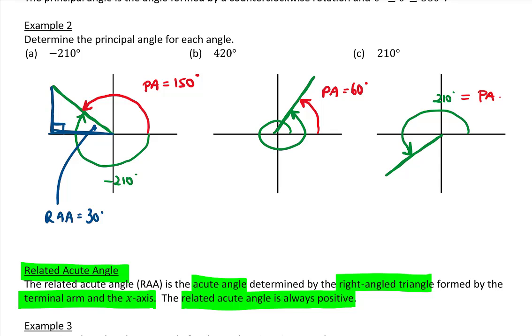Let's go to the next one. If I draw a right triangle, I'm looking for this angle here, which again we see is 60 degrees. I have to rotate 60 degrees into quadrant number 1. And finally, the last one. We must connect it to the x-axis, so I'm looking for this angle here. And since we went 210, that's 180 plus 30. So the related acute angle is 30 degrees.